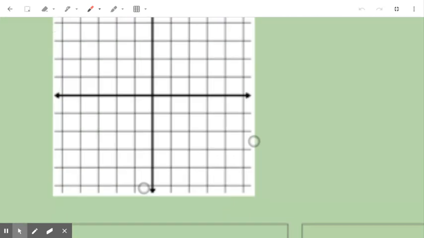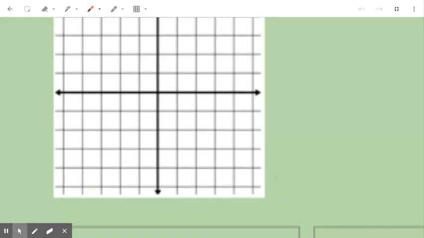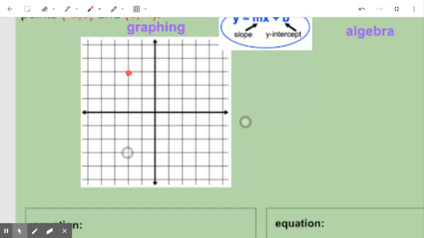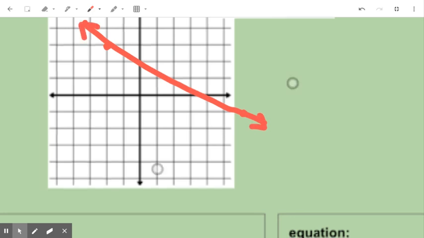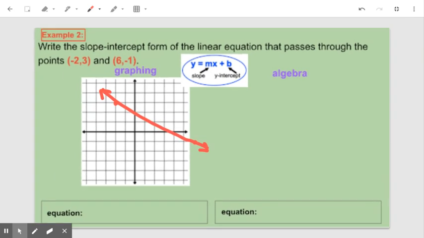And I'm going to plot the points (-2, 3) and (6, -1). Now that's kind of off my grid, but it's going to be right there. So this would be, whoa, that's really not very straight, my line. Okay, so the next thing I'm going to do is find my slope and my y-intercept.